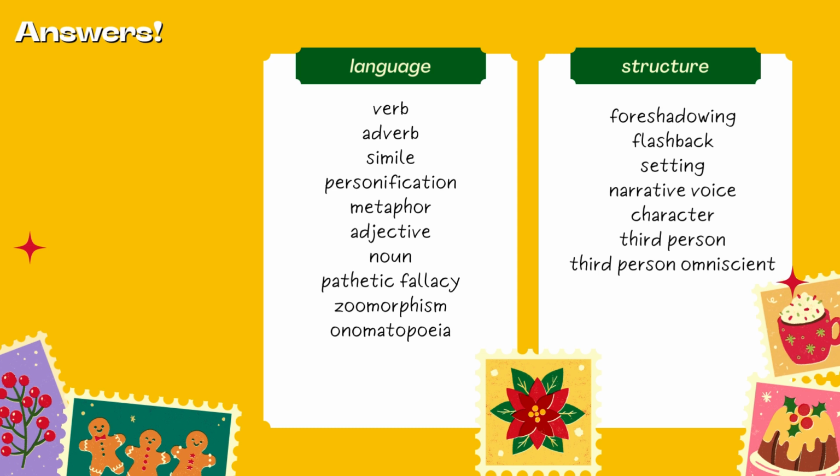And under structure, we've got foreshadowing and flashback, those 2 F's of structure. We've got setting, narrative voice, character, third person, which is a type of narrative point of view. And then also we've got third person omniscient, which is when it's godlike and can go into the thoughts, even in third person, of any of the characters. And so remember that was also a challenge term. So these are all structural devices.